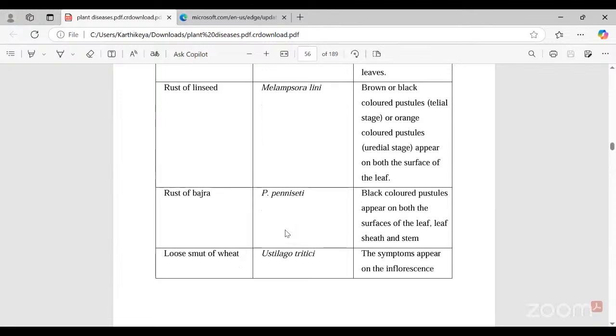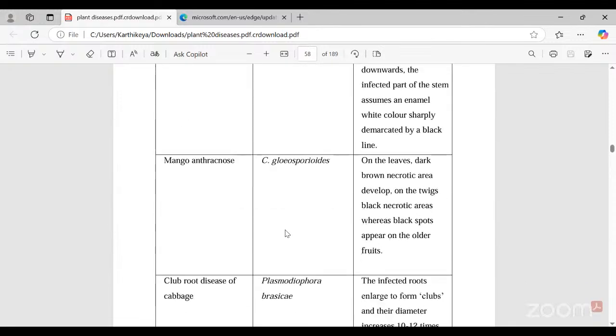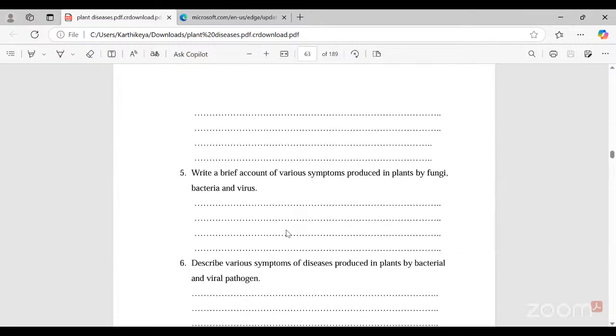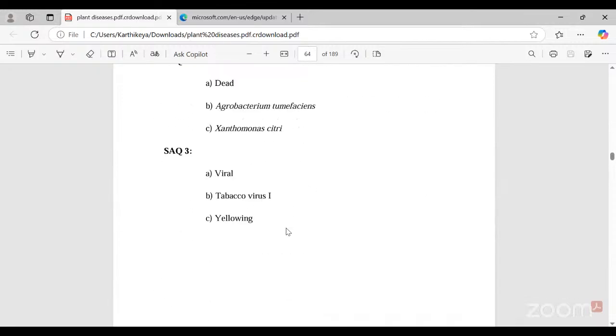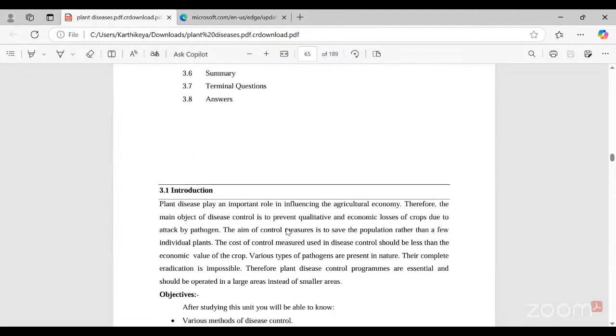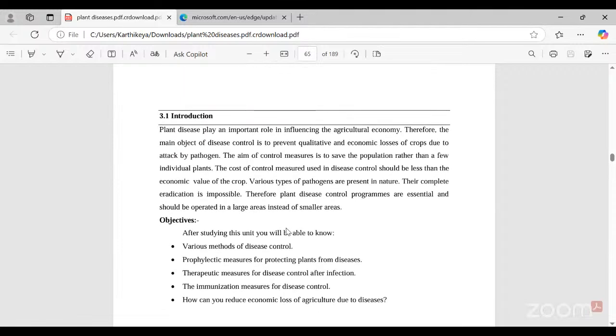These are all different fungal and bacterial diseases. Coming to the next topic, how to control plant diseases. Plant disease plays an important role in influencing the agricultural economy.